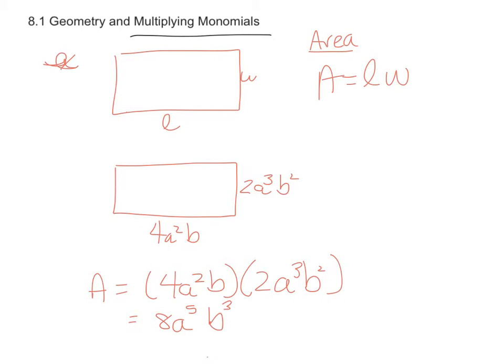And when you're finding area, you're going to be doing units squared. That's just the label. If it's being measured in centimeters, it's centimeters squared. If it's being measured in meters, it's meters squared. It's being squared because you're multiplying a length times a width.